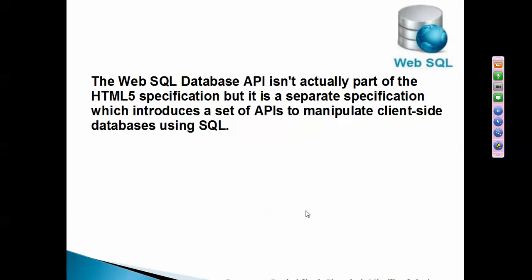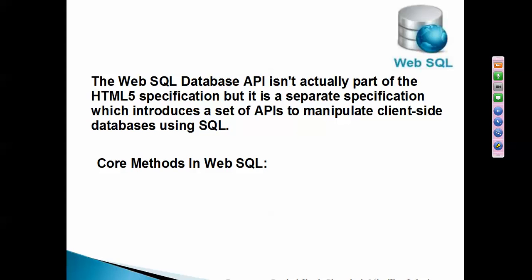Now, web SQL. The web SQL database API isn't actually part of the HTML5 specification; it's a separate specification, introduced as a set of APIs. SQLite is implemented in C, and web SQL, using some sort of JavaScript library, manipulates those C library functions, which allows you to interact with SQLite. So web SQL is nothing but a set of libraries which allows you to interact with the SQLite libraries. Okay.